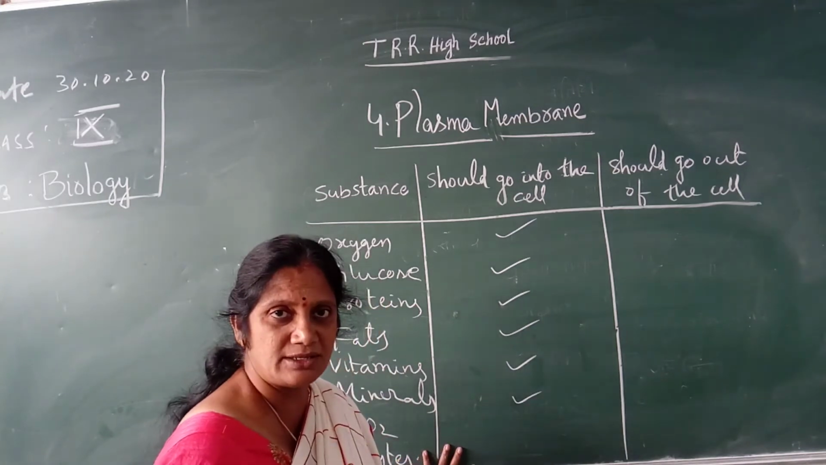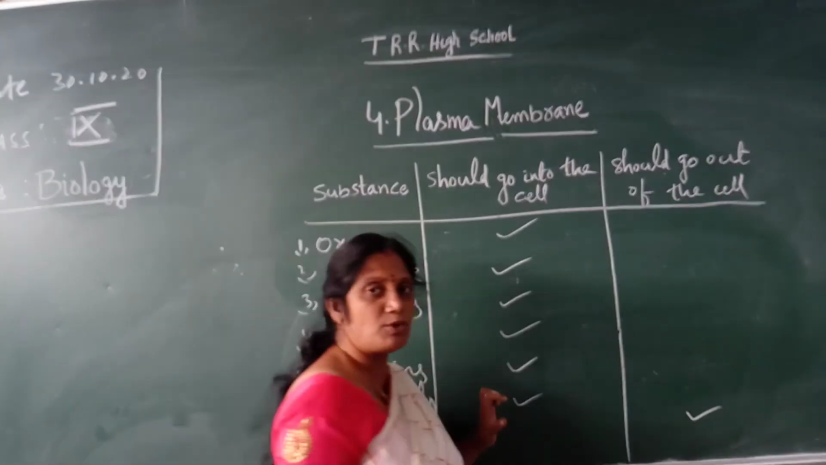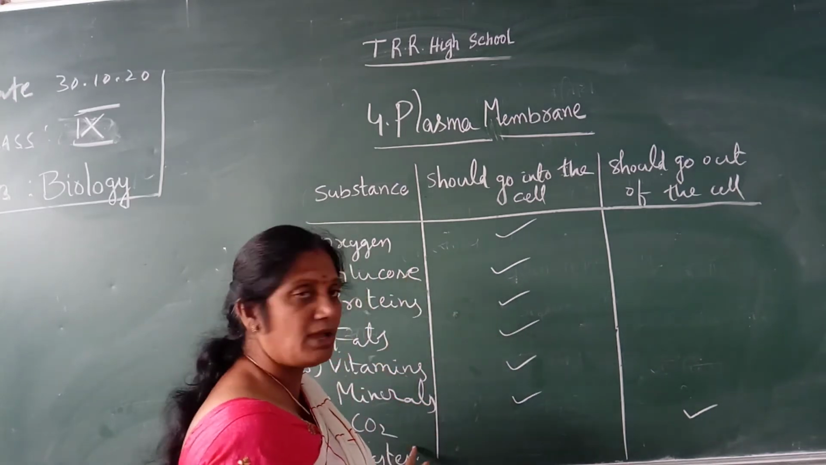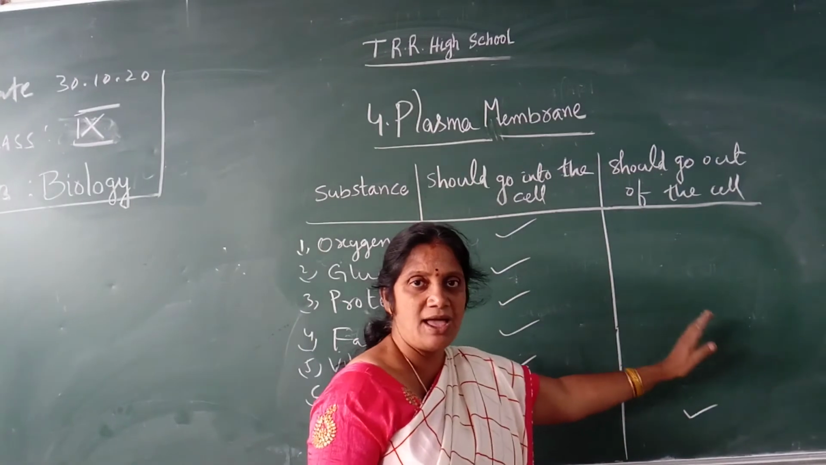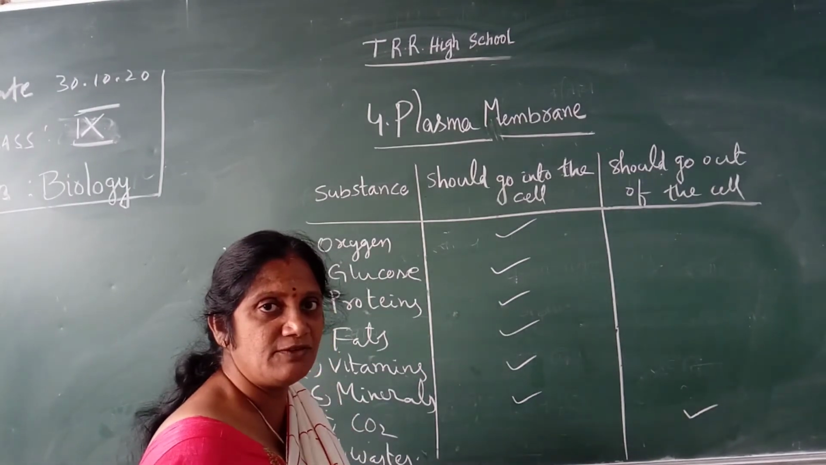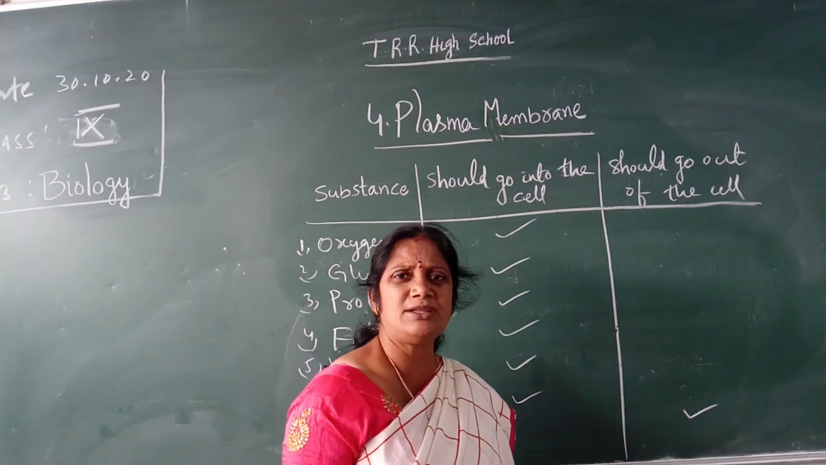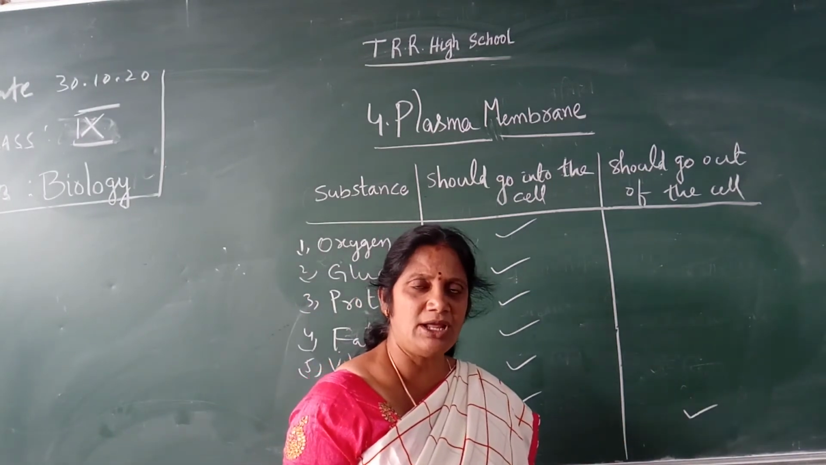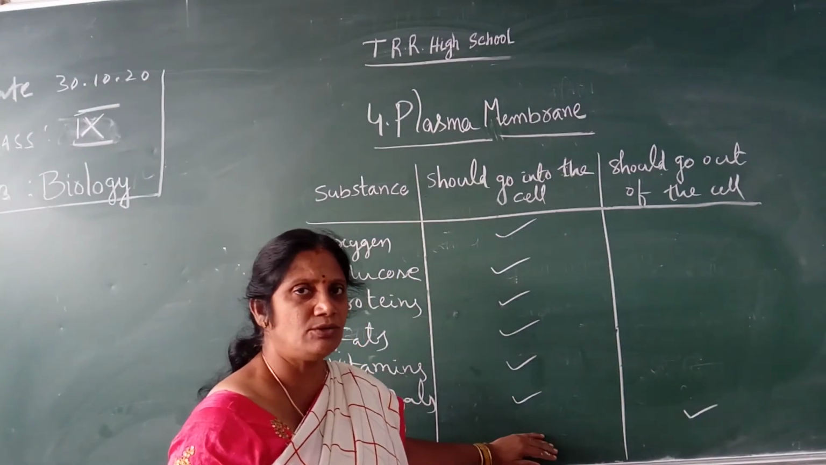Then carbon dioxide. Is it required? No, it is not. It should go out of the cell. Carbon dioxide is produced at the time of respiration. Oxygen will be utilized and carbon dioxide will be produced. So this carbon dioxide should be sent out of the cell. And then waste materials are produced, and they have to be sent out. If they are present in the body, you get diseases. If the toxins are not sent out of the body, it may lead to death. That's why the waste materials and the carbon dioxide have to be sent out.